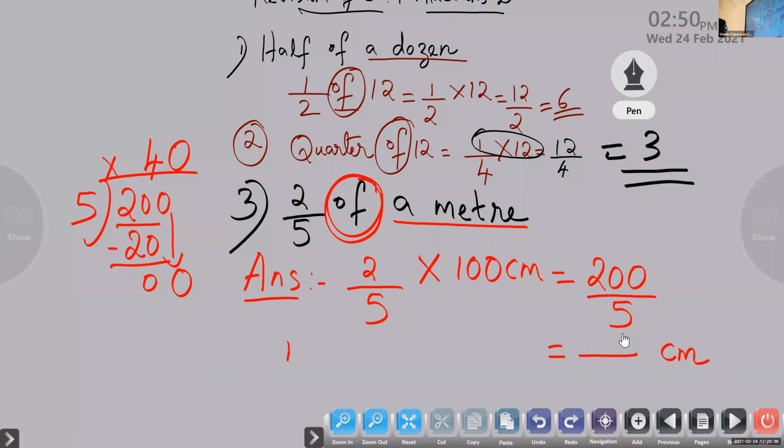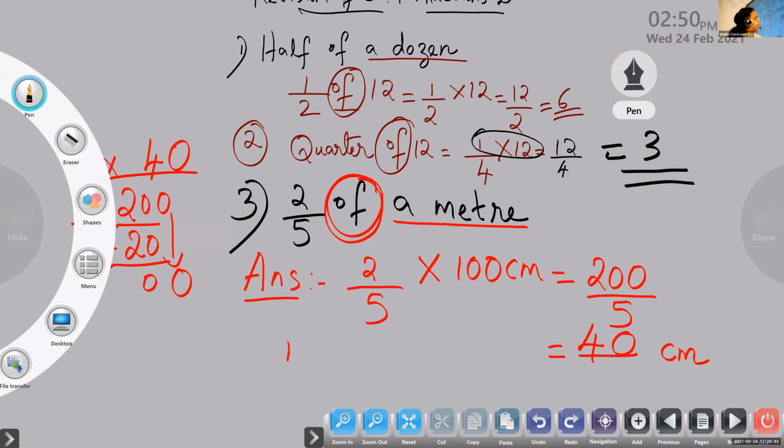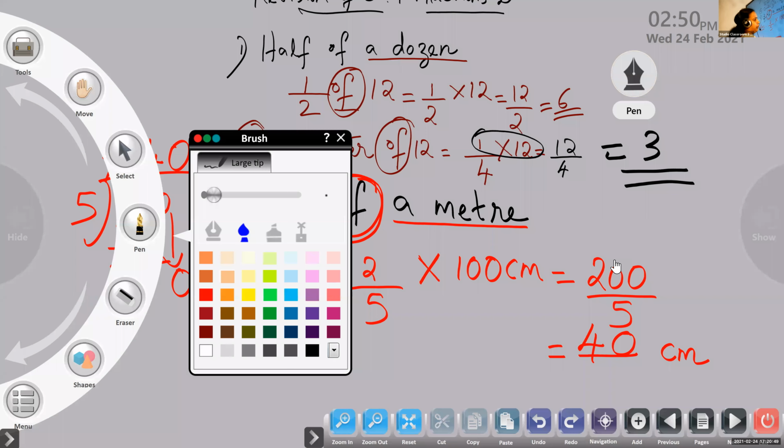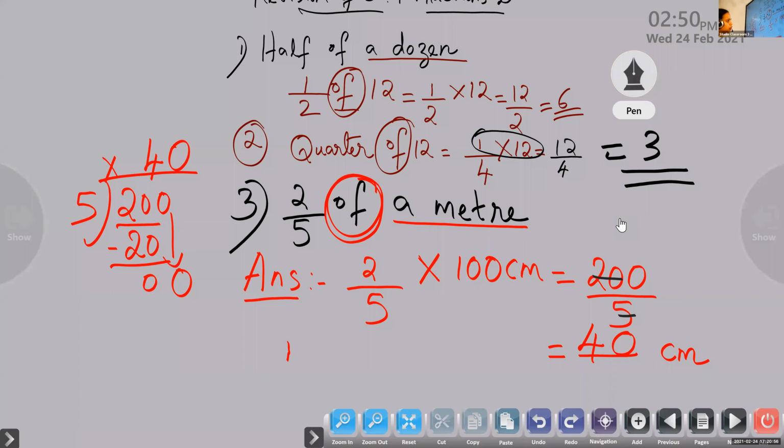Okay, correct. So children, how can we do the cutting method? Here we have 20. 5 goes into 20 four times. 5 into 4 is 20. And this 0 is there, that 0 you have to write. So the answer is 40 centimeters. Okay, children, finished? Question number 4. Yes, ma'am, finished.